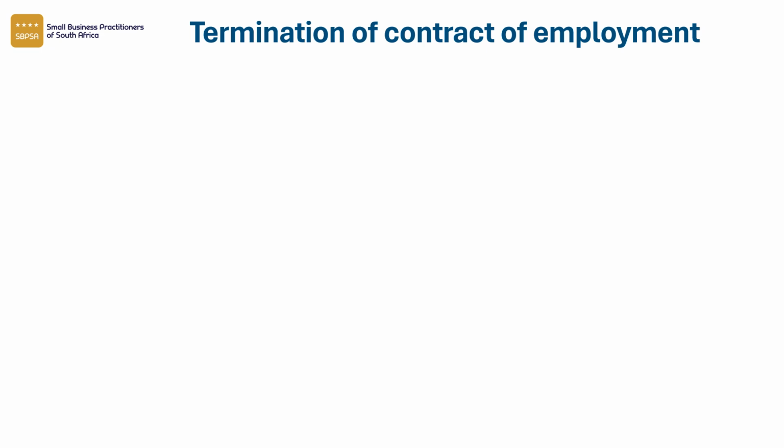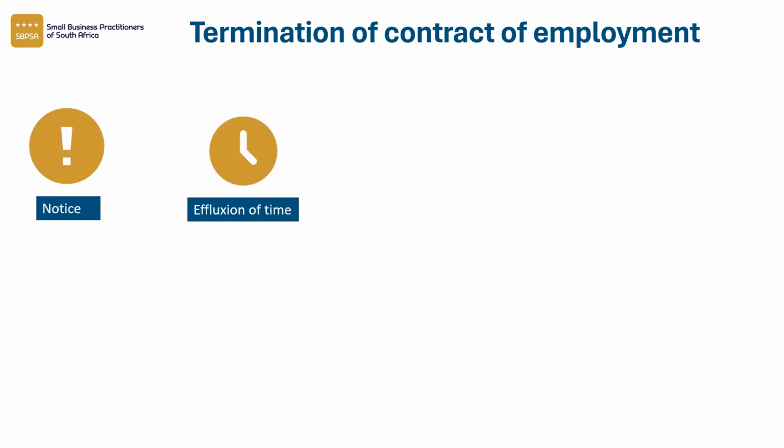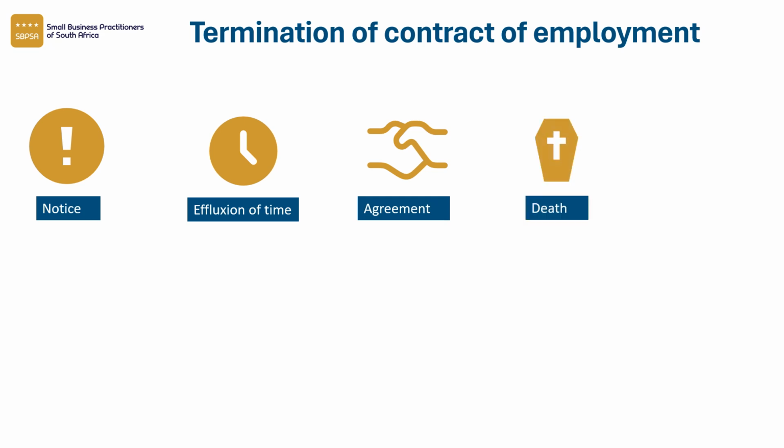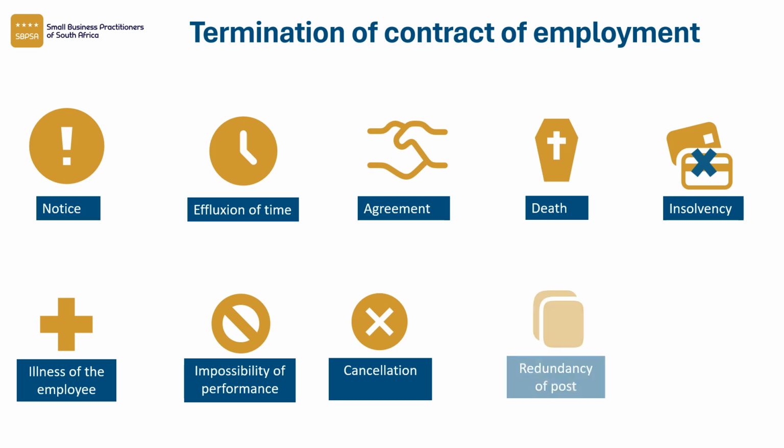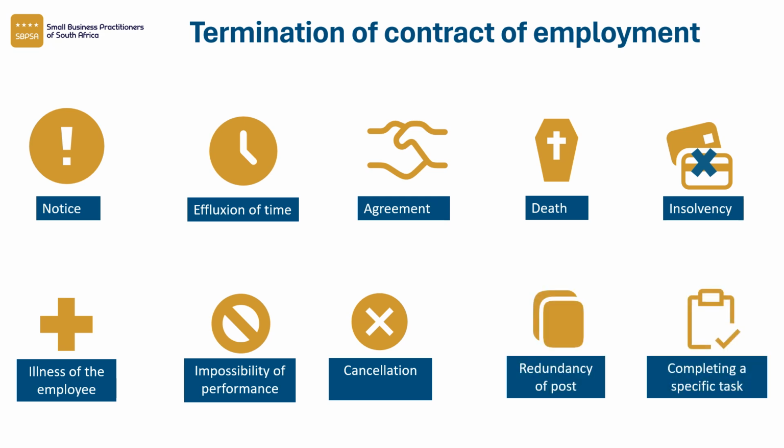This part lists the important aspects to consider. 1. Notice. 2. Effluxion of time. 3. Agreement. 4. Death. 5. Insolvency. 6. Illness of the employee. 7. Impossibility of performance. 8. Cancellation. 9. Redundancy of posts. 10. Completing a specific task.